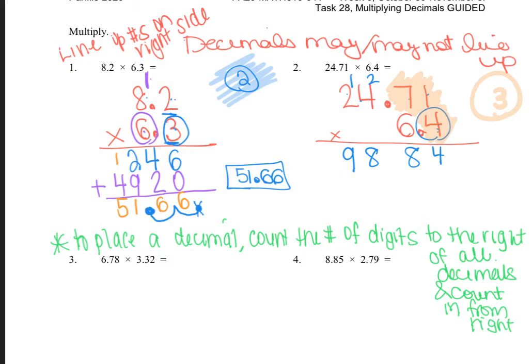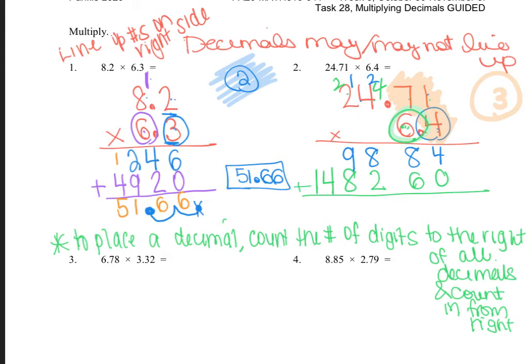Now, we're going to multiply with the 6. Okay, so we put the 0 for the placeholder. 6 times 1 is 6. 6 times 7 is 42. 6 times 4 is 24, plus 4 is 28. And 6 times 2 is 12, plus 2 is 14.